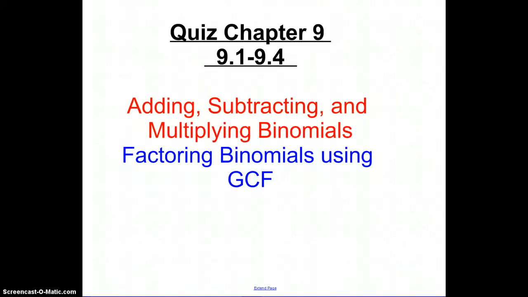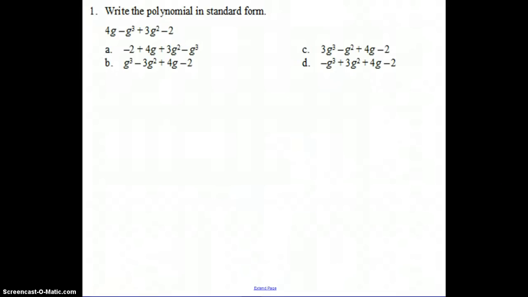Our focus today is on reviewing Chapter 9 for the quiz, specifically dealing with adding, subtracting, and multiplying binomials, and also factoring binomials using the greatest common factor. So we're going to go over some review problems from the actual test review itself.